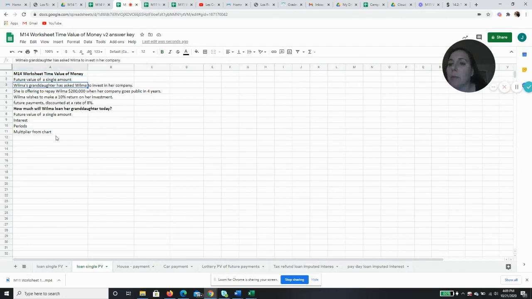Right. So now we have Wilma and her granddaughter. We got a lot of people borrowing money from grandma and grandpa. And you know what? If you're lucky enough to have that kind of grandma and grandpa, woohoo.